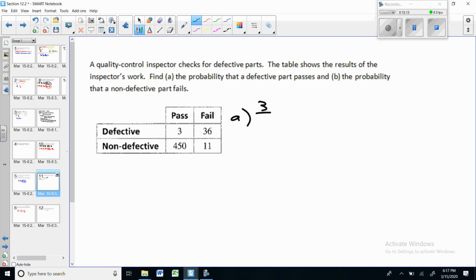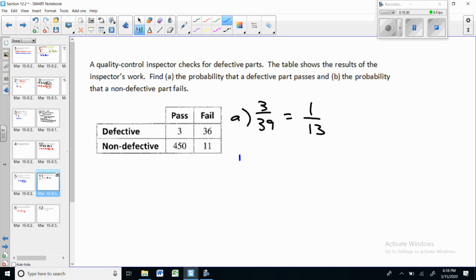How many total defective parts do we have in this picture? Okay, well, 3 plus 36 is 39. So 3 out of 39 is a 1 out of 13 chance for a defective part to pass. Any questions on that?